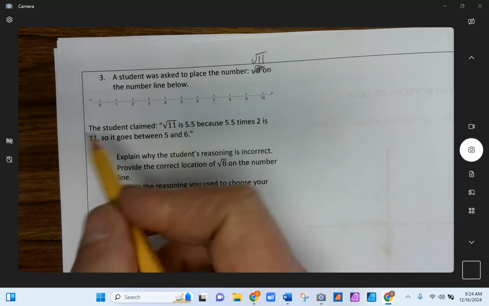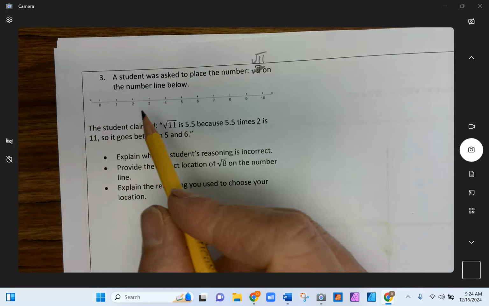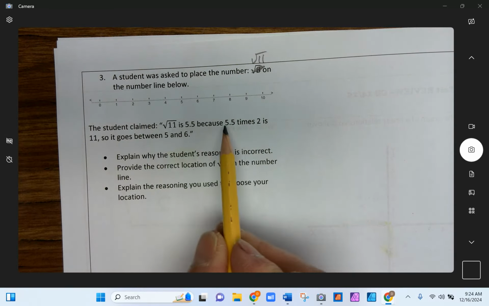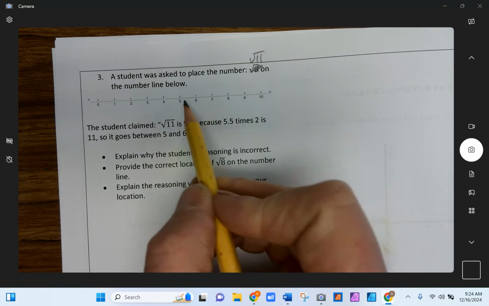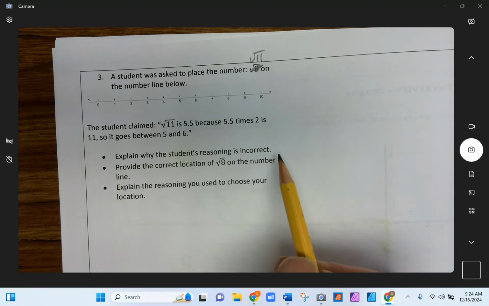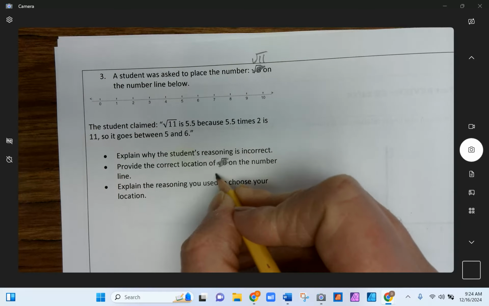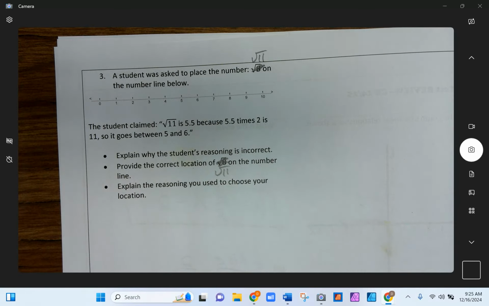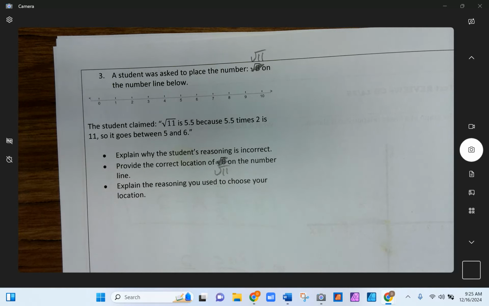Okay, so we're placing square root of 11 on this number line right here. Student claimed that square root of 11 is 5.5 because 5.5 times 2 is 11, so it goes between 5 and 6 right here. We're going to talk about why that is incorrect. Put it where it's supposed to be, and then explain the reasoning you use to choose your location. Let me actually adjust this while I'm thinking about it. This is number 3 right here. This should be 11, and there you go.